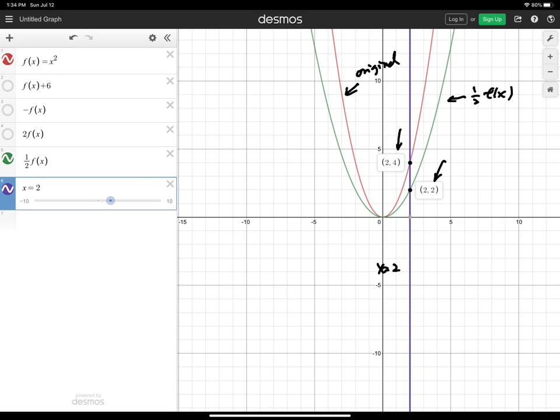Okay. So in this case, when the number in front of the f of x is between 0 and 1, we have a compression. Basically, you squish it down, and you also make it wider. It widens the graph because you're squishing it down.